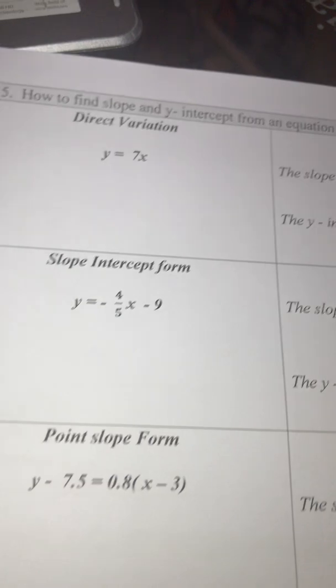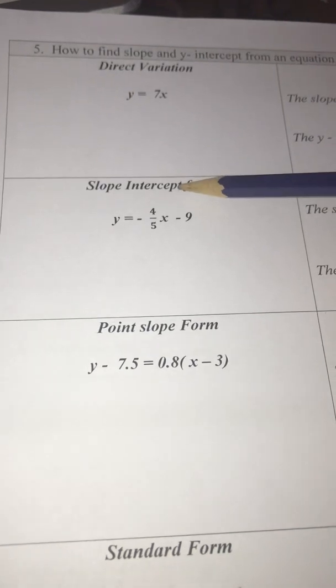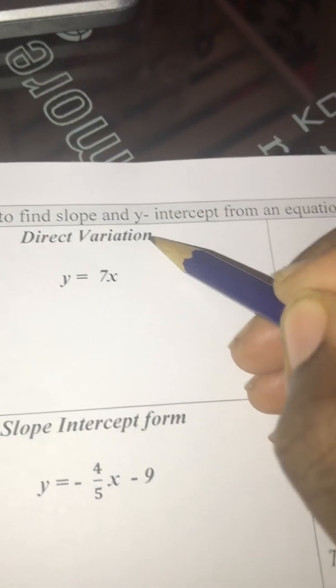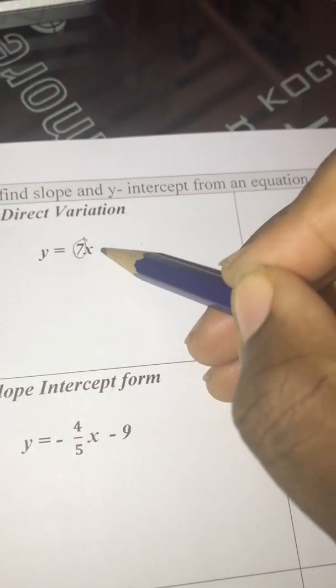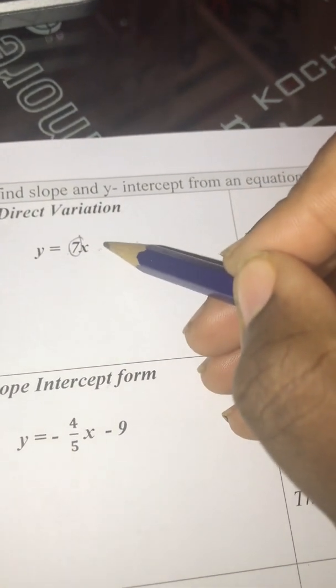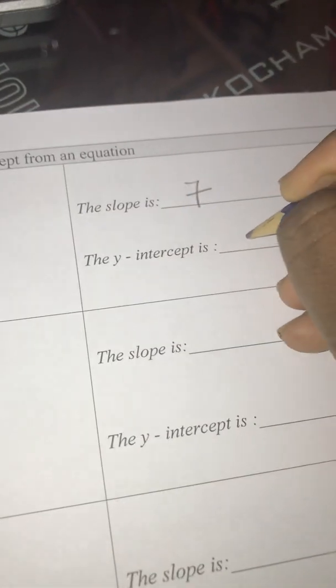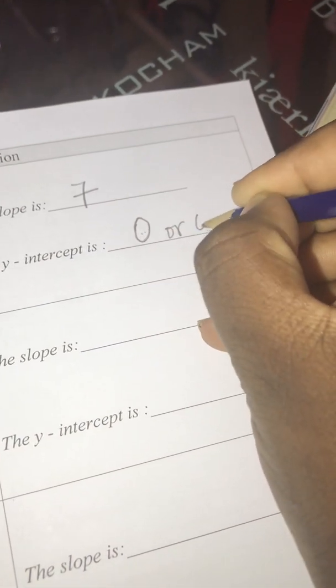So just a quick reminder from what we have learned before, how to find slope if they've given you an equation. So in linear equations, we say they come in 4 forms: direct variation, slope-intercept form, point-slope form, and standard form. If you've been given direct variation, the number with x is the slope together with the sign. The y-intercept is 0 because you don't see it. So the slope here is 7. The y-intercept is 0 all the time when you have direct variation. So you write 0 or 0, 0.